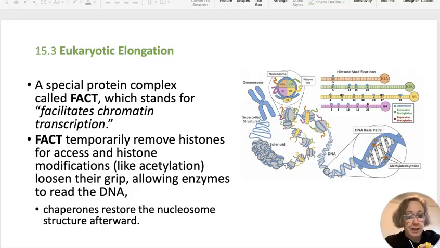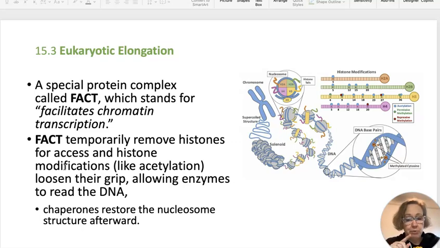Okay, some other things we have are called FACT, which is facilitates chromosome transcription. Don't you love these names? They actually just mean what they do. FACT temporarily removes histones for access to modifications, sort of like acetylation, and they loosen their grip. So you have acetylation, you have methylation, you have deacetylation, and you have some of these that are facilitates chromosome transcription. So they're FACT factors. I don't love that word, FACT factors, but just know that FACT is facilitates chromosome transcription.